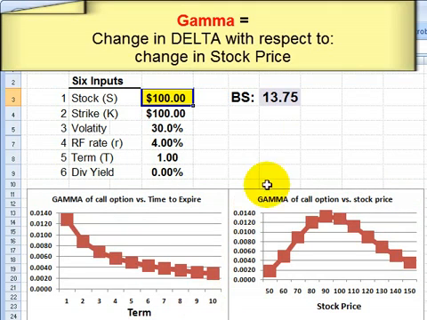Okay, then we'll look at gamma now, which is the only second derivative on my list. Gamma is the rate of change of the delta with respect to the stock price. So it's a second derivative, or a first derivative of the delta. Gamma is telling us about the rate of change of the delta.